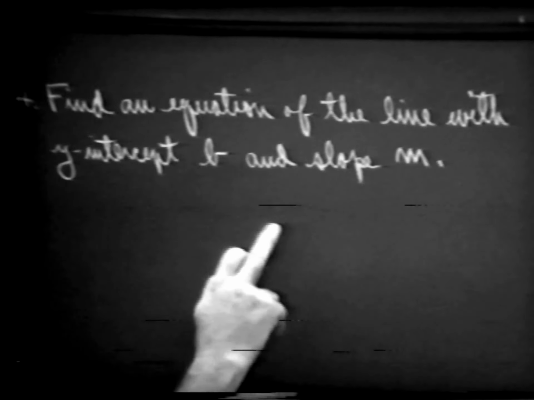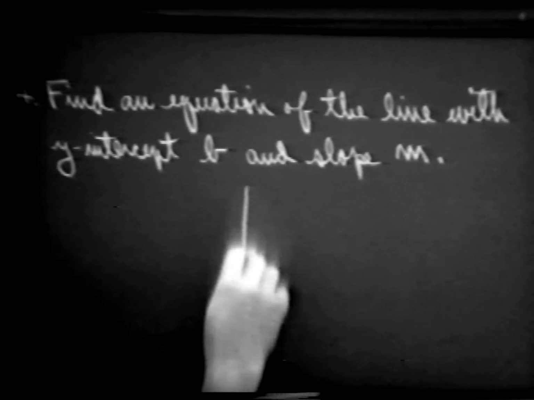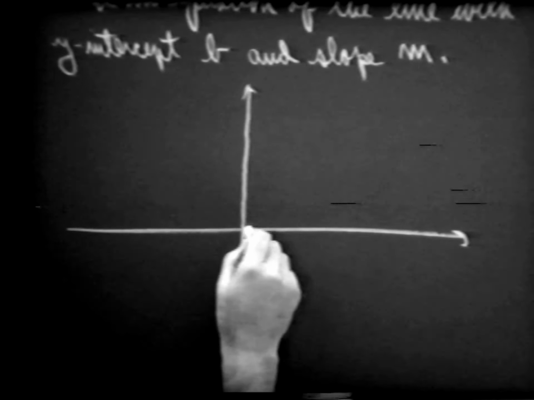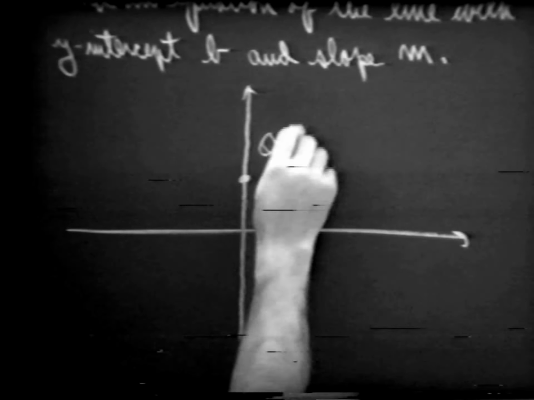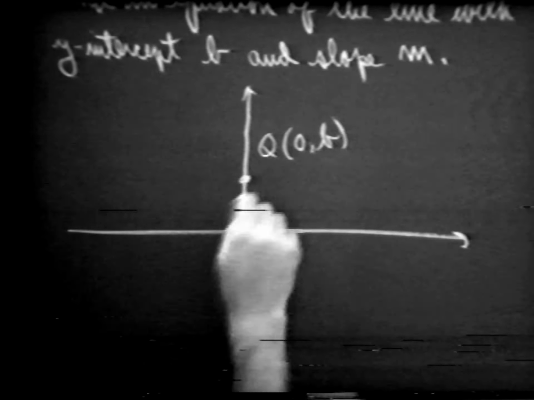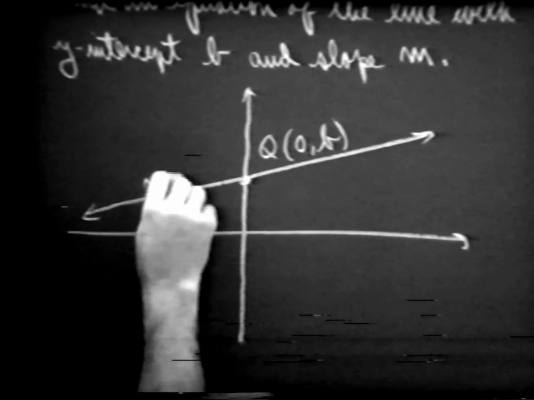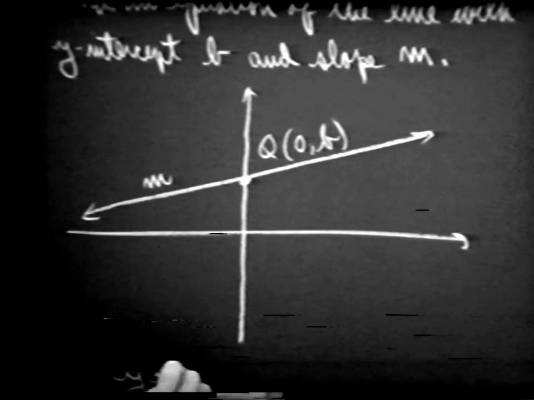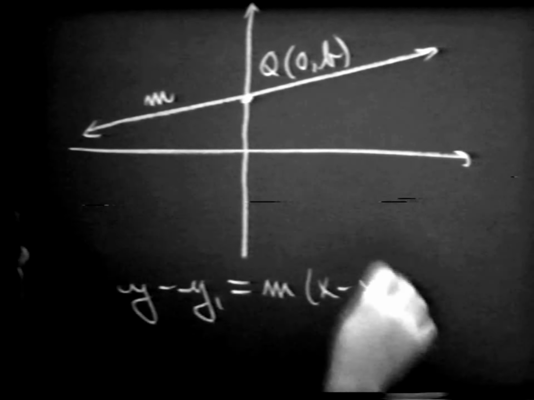And looking here at example 4, it says find an equation of the line with y-intercept of b and a slope of m. So let's make another picture and try to generalize this, in which, let me pick out any old point, say right here, call it Q with coordinates of 0, b, and through that point we have some line with the slope number of m. And using our point slope form, we have what? Y minus y sub 1 is equal to m times x minus x sub 1.